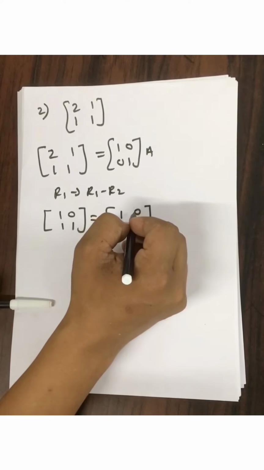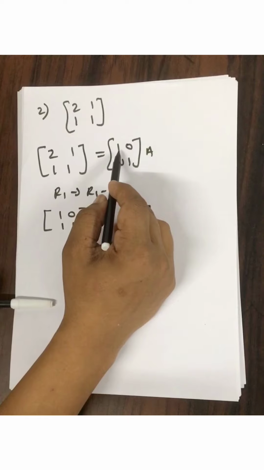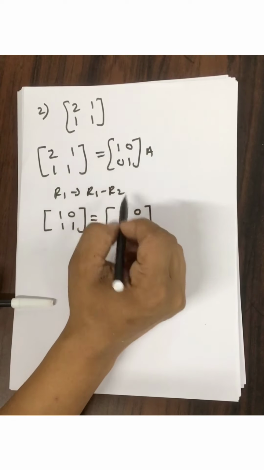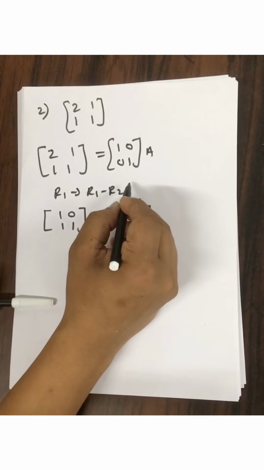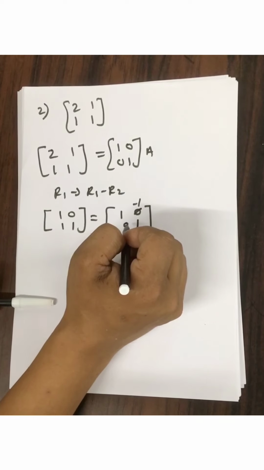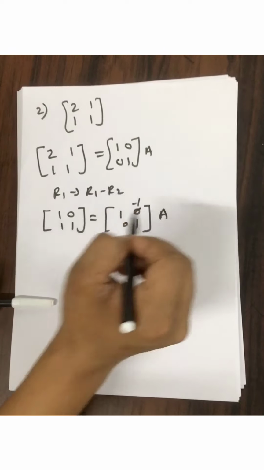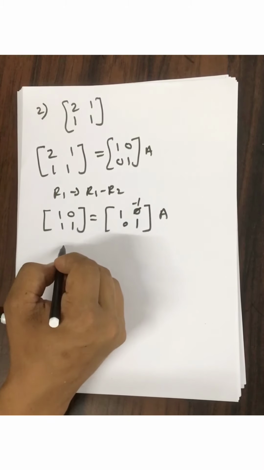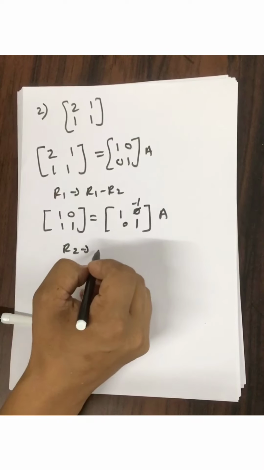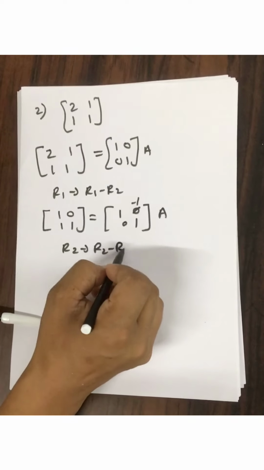So this will be R1 minus R2, this minus 1 minus 0, 1 and 0 minus 1. This will be minus 1, sorry, and 0 1. Yes, now it's correct, into A. Next step, we can get rid of this 0. So in R2 we will write R2 minus R1.